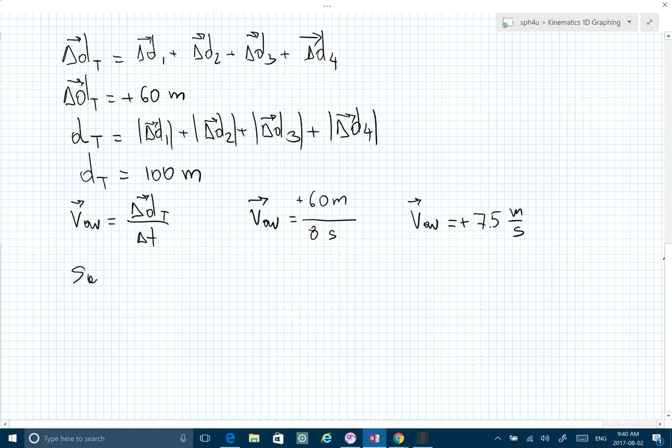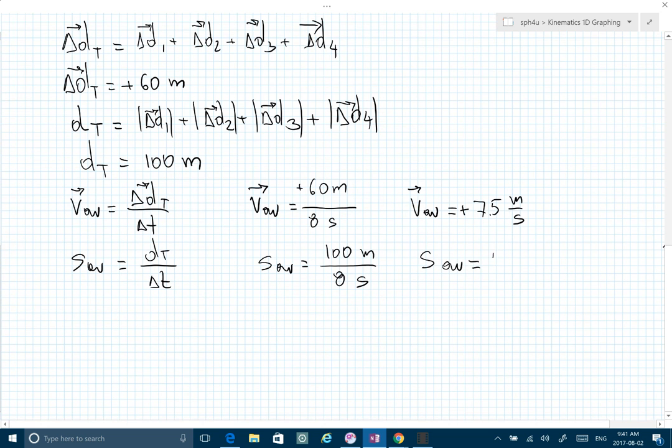Can I find average speed? Yes, I can. It's total distance over time. So average speed is 100 meters divided by 8 seconds. Remember, this is a scalar quantity, so I don't care about directions. And that is 12.5 meters per second. All right.